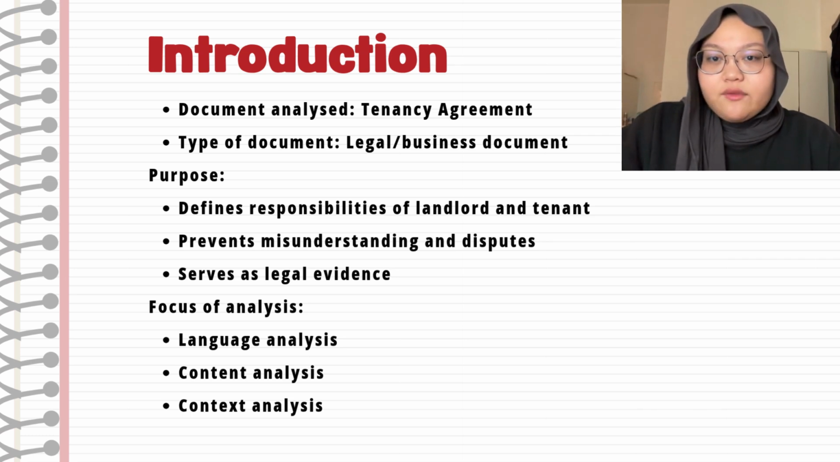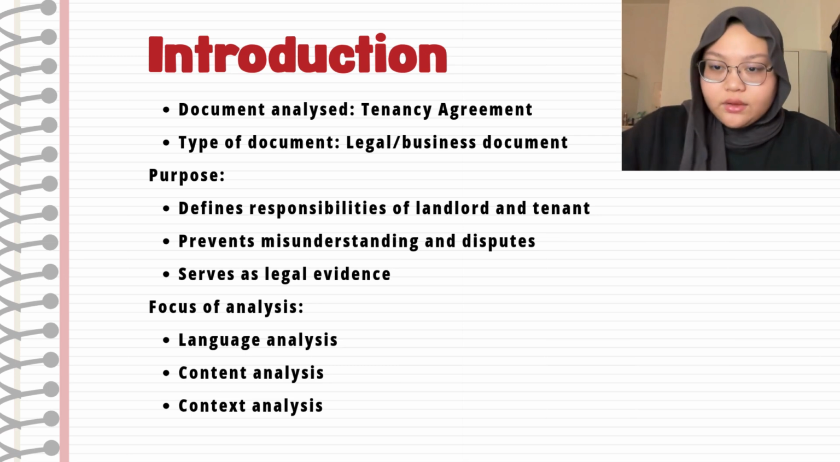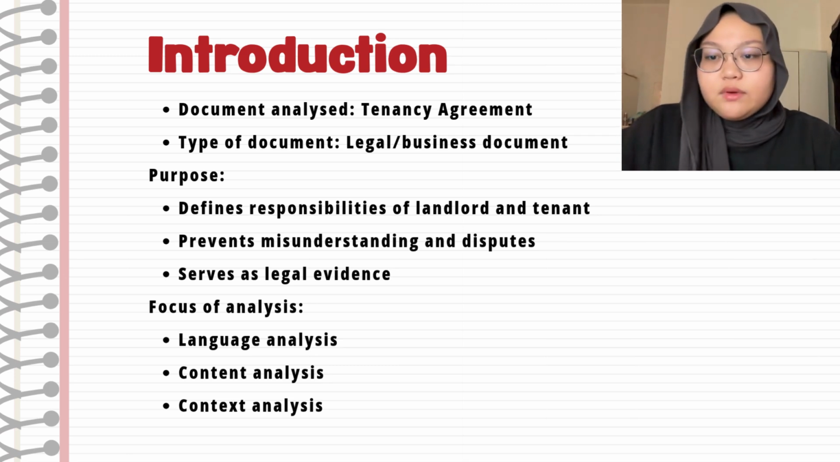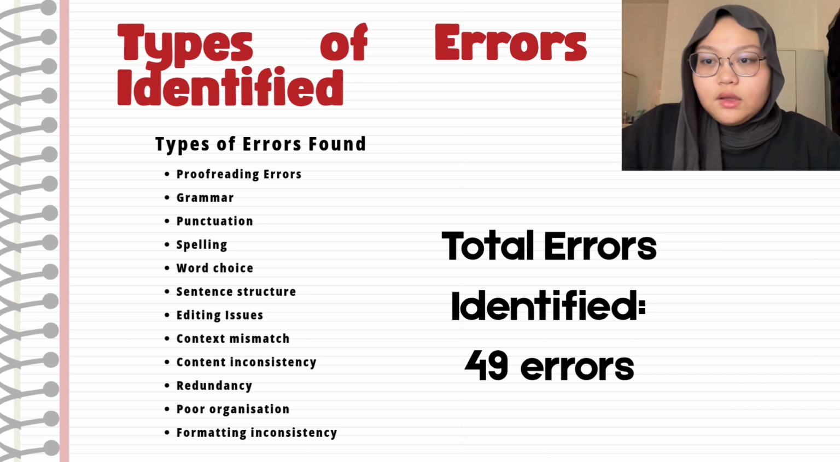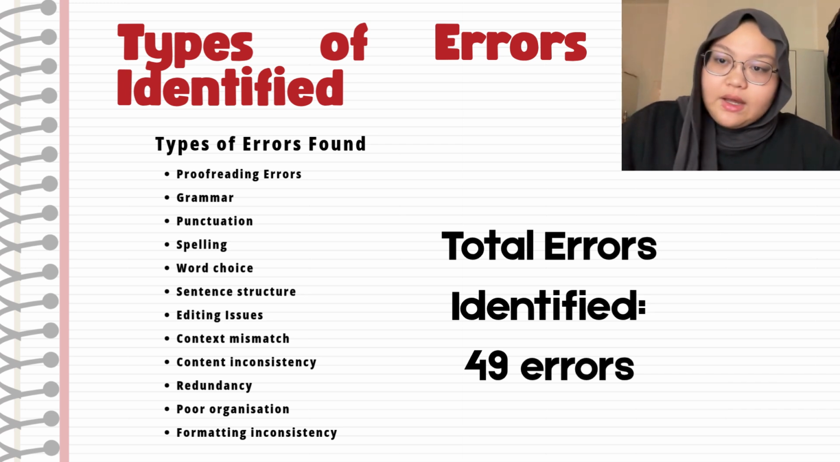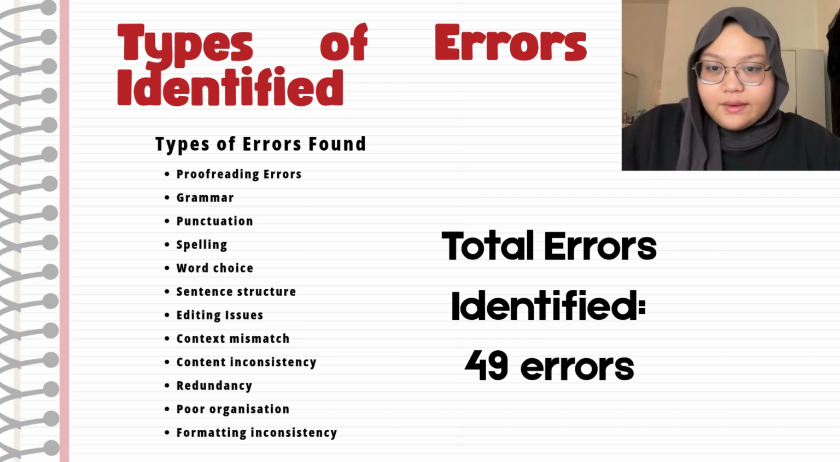For my analysis, I focus on three areas: language, content, and context analysis. Through these areas, I examined whether the document was accurate, clear, consistent, and appropriate for its purpose. This is an example of the analyzed document. After analyzing the tenancy agreement, I identified a total of 49 errors. These errors are divided into two categories, which are proofreading errors and editing issues. This shows that the document requires both proofreading and editing, and not just correction of language mistakes.